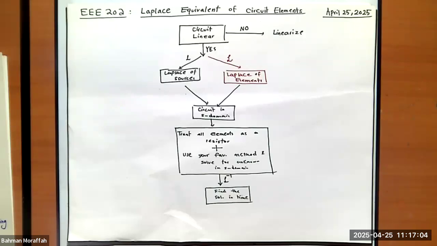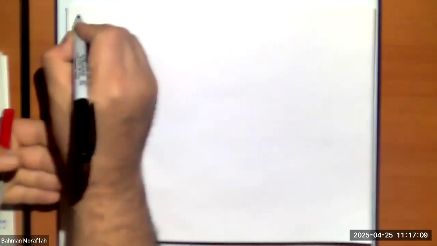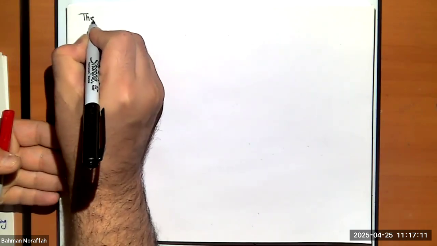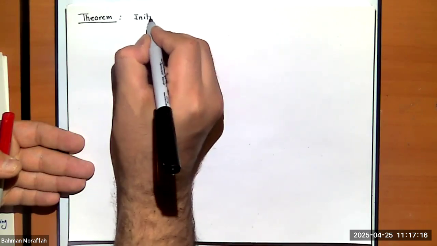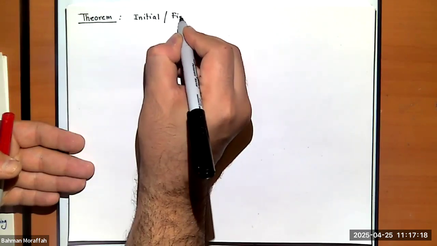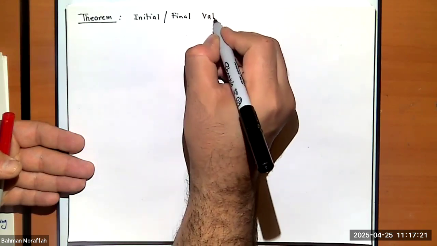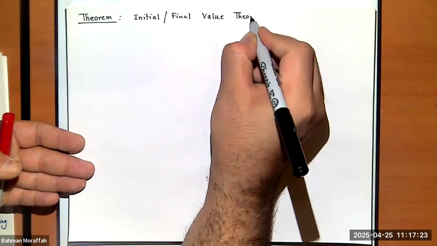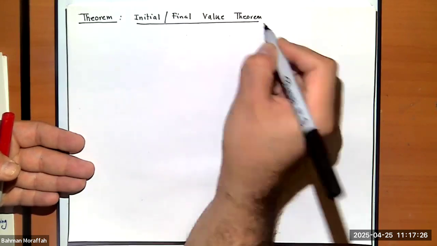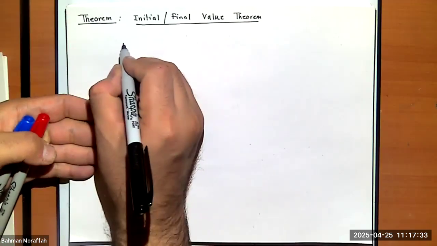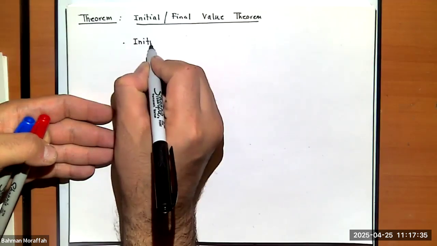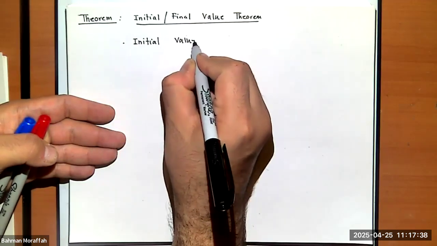All right. So let's talk about this theorem, which is called initial or final value theorem. I'm sure you guys have seen it in DFQ class. I'm just going to go very quickly to make sure that we all know how it's done. So the first one is the initial value theorem.